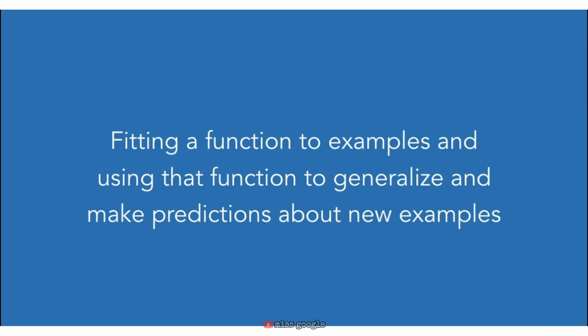Let's first revisit the definition of machine learning that we settled on back in the first chapter. Fitting a function to examples and using that function to generalize and make predictions about new examples. Now, again, this part on generalizing to make predictions about new examples is the core of machine learning. The model needs to learn the underlying pattern that will allow it to make predictions about future examples. You could fit a model that simply memorizes the examples that you give it, but that's not going to be very useful when it's presented with new examples.